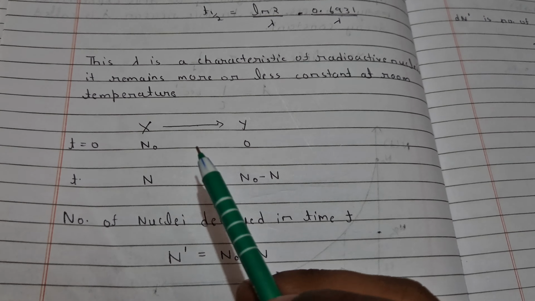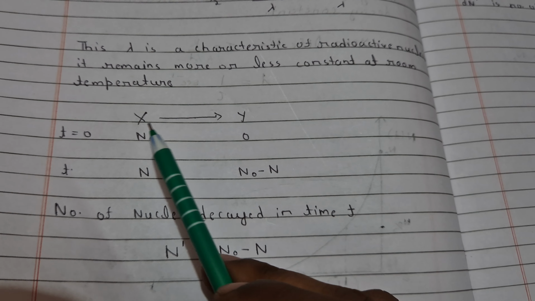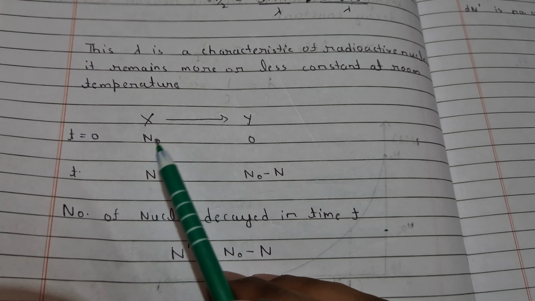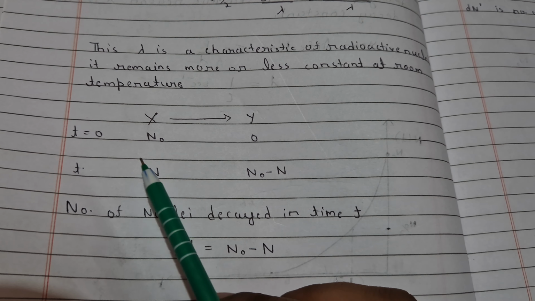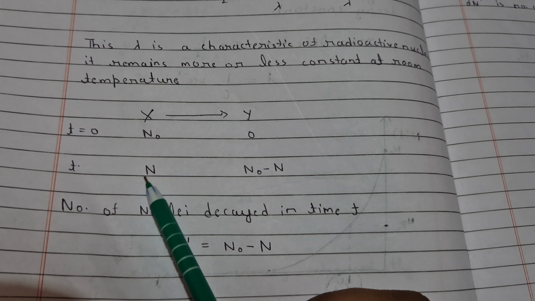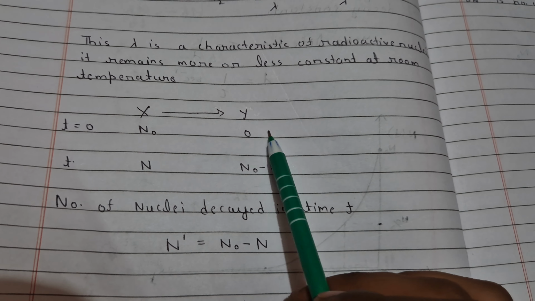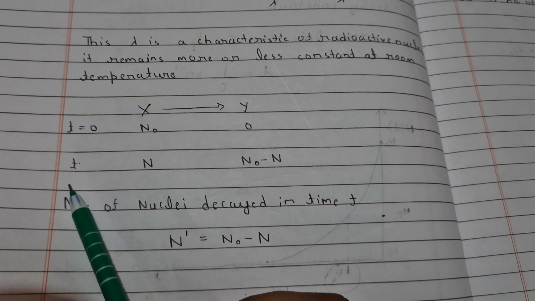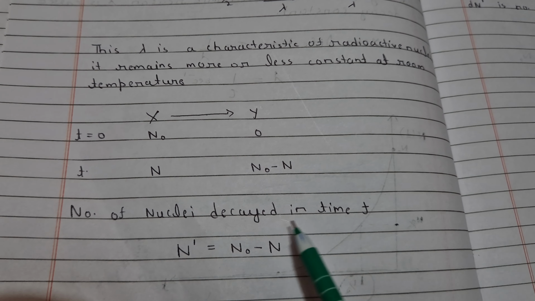So now see, we need to find the mean lifetime. First, X is turning into Y. Initially it was N naught and Y was 0. So Y becomes N naught minus N. So this sum will always be N naught. N plus N naught minus N will give you N naught again. This is at a particular time t. So now, the number of nuclei decayed in time t.